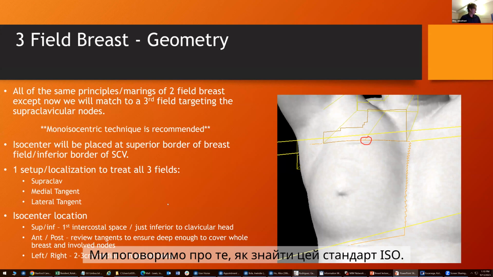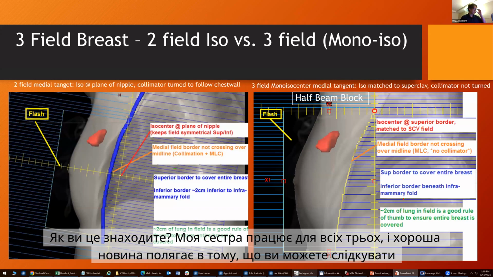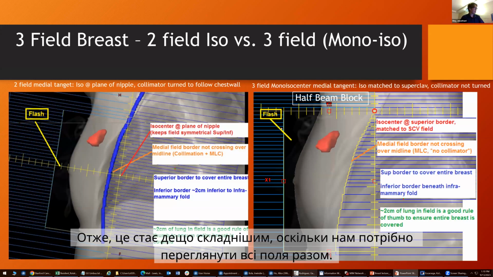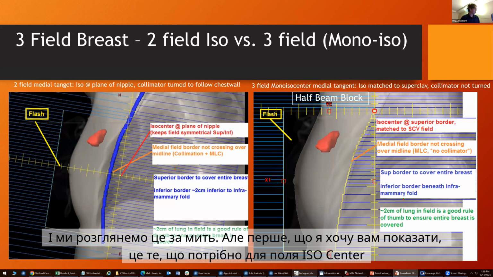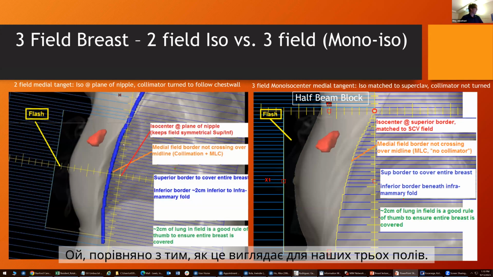We're going to talk about how to find that isocenter. How do you find an isocenter that works for all three of these? And the good news is that you can follow a lot of those same rules. It gets a little more complicated in that we need to review all of the fields together. And we'll look at that in a moment. But the first thing I want to show you is this is what the two-field isocenter looked like before. This is that same image that I previously demonstrated, as compared to what it looks like for our three-field.